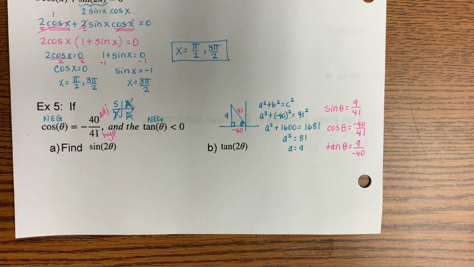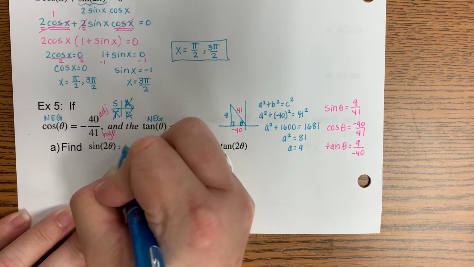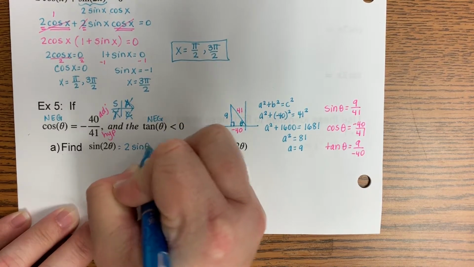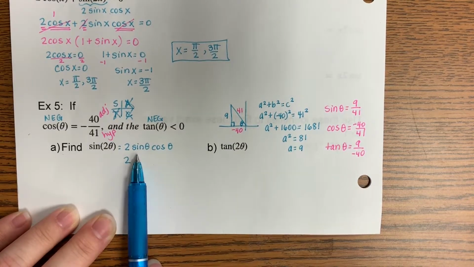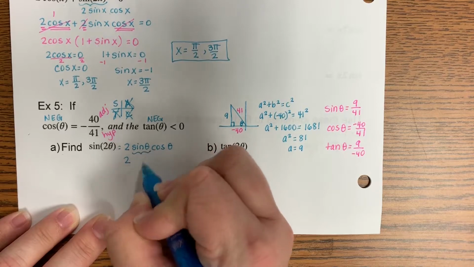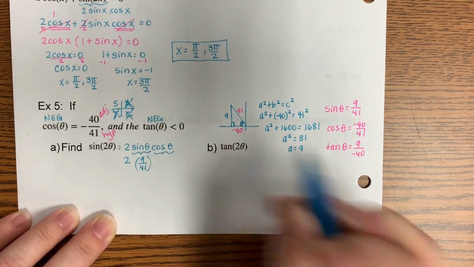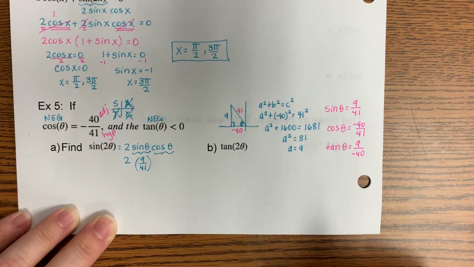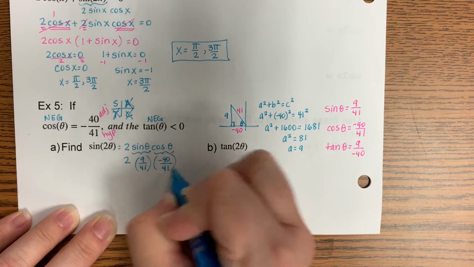So sine of 2 theta, if you look at your notes, is going to be 2 times sine theta times cosine theta. So I have 2, nothing happens with that. Sine theta, we just found out, was 9 over 41, so we're going to replace this whole thing with 9 over 41. And cosine theta, we just found out, was negative 40 over 41, so replacing that whole thing with negative 40 over 41.